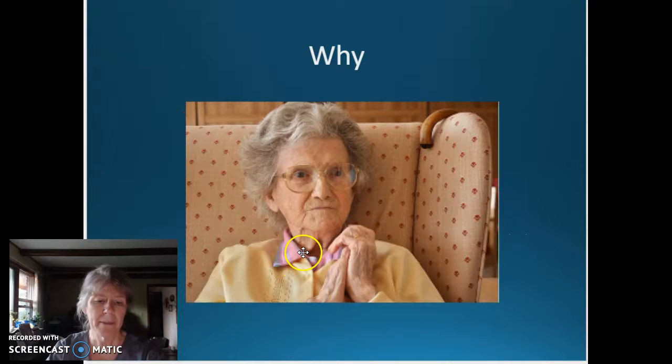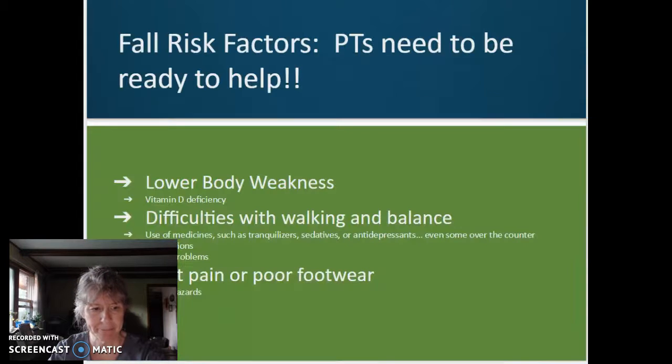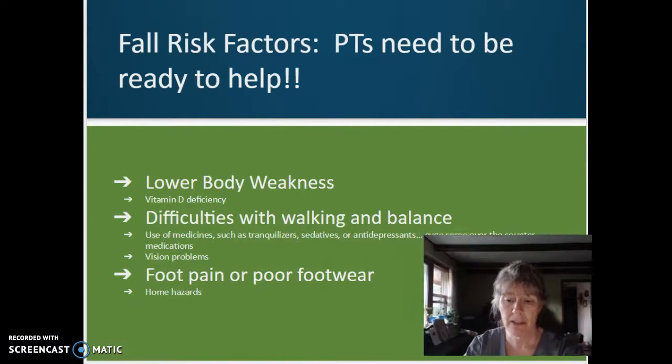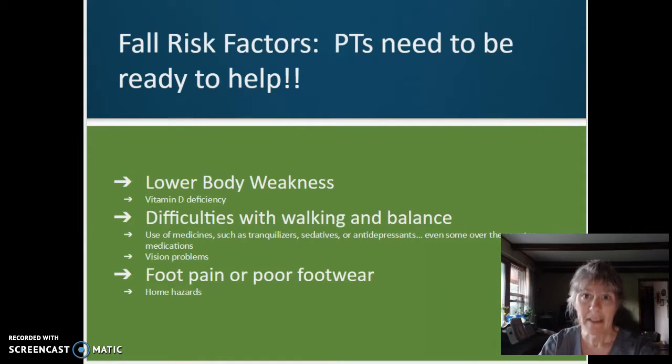Finally, why are we doing this? It's because older Vermonters are looking to us for help, and we need to be ready to help the aging baby boomers stay steady. PTs, we really need to be ready because we have a big role in helping with many of the major risk factors. Believe me, there are plenty of other exercise specialists who are out there willing to run in and help. And if we don't actively engage, we'll be left behind.